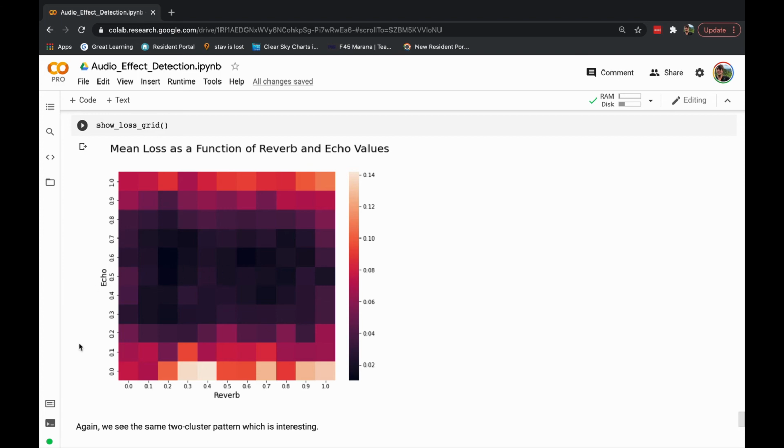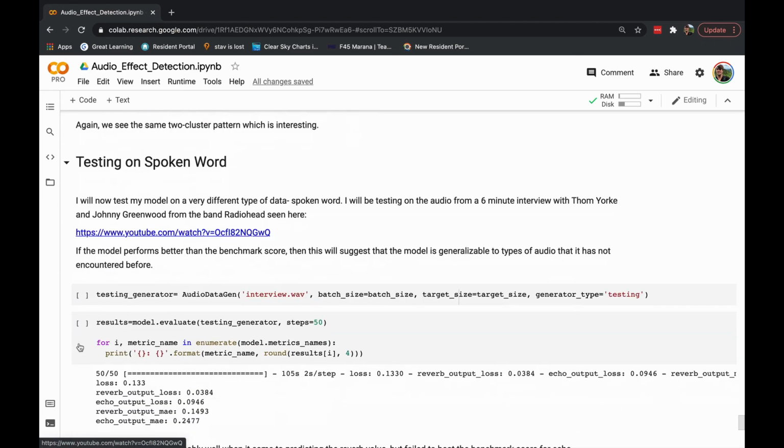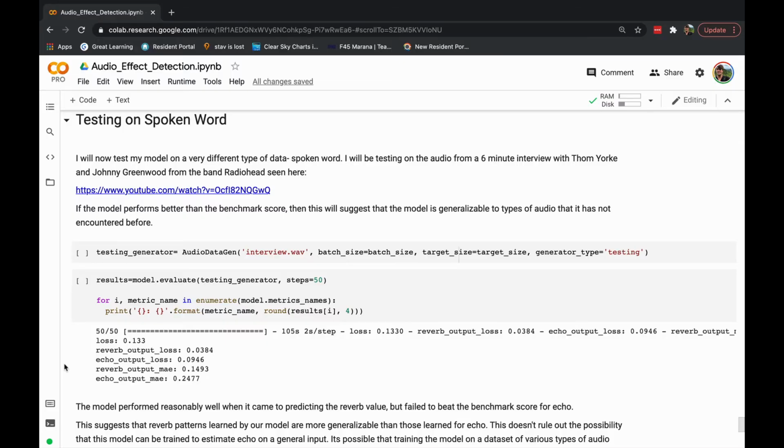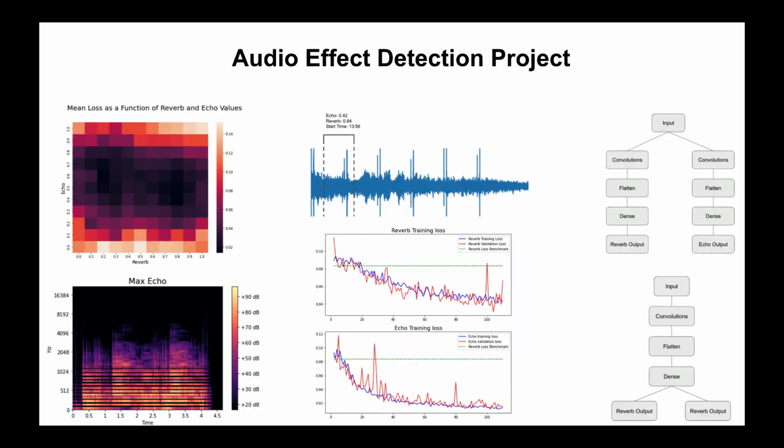I then tested my model on a very different type of audio data, spoken word. I used the audio from a Radiohead interview available on YouTube. The model performed pretty well when it came to reverb, but exceeded the benchmark loss for echo. This suggests that the model's echo recognition is less generalizable than for reverb, which may have been prevented with a more varied dataset.